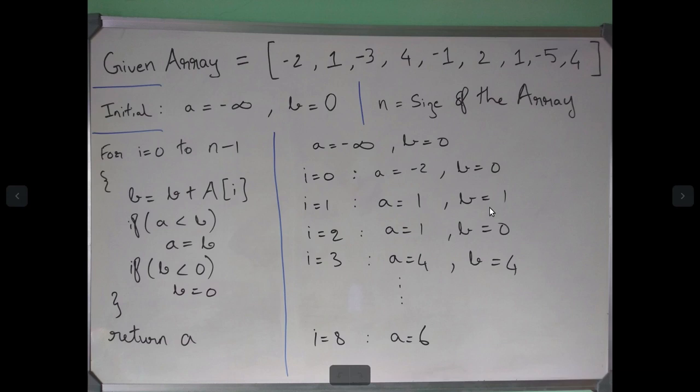So going ahead with this algorithm, we end up with a equal to 6, that is adding up 4, minus 1, 2 and 1, and we'll return whatever the value is at the end of the iteration. So since a is 6, we return 6, or we return a.